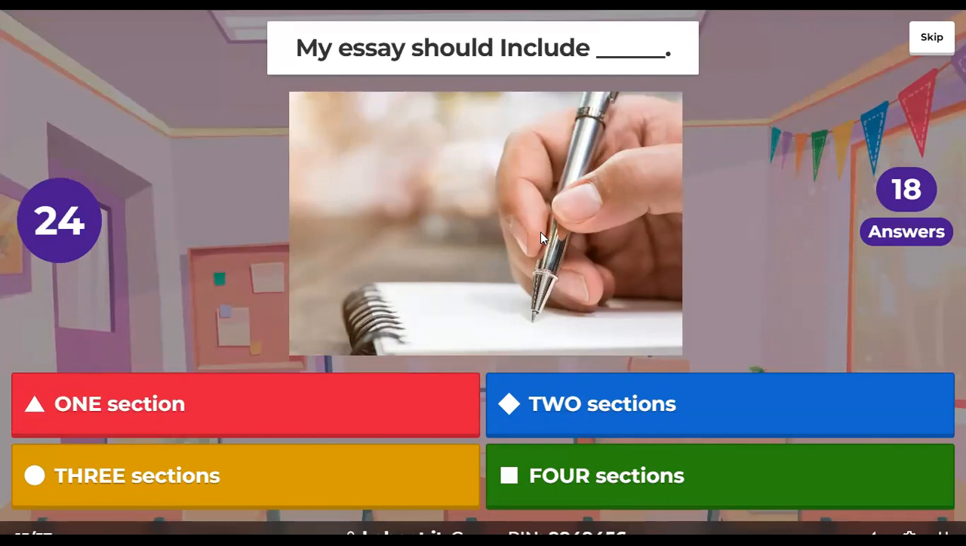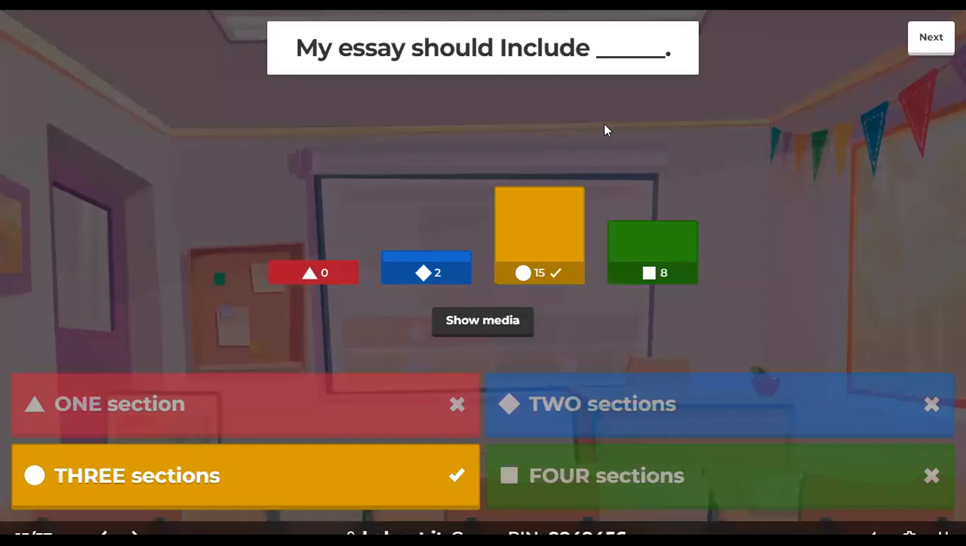I don't know. You choose what you think is correct. Hiba, yes. Khawla, yes. I cannot read all the names, guys. Now, those who said 4, you're aiming too high. My goodness, we still have students who don't even know the number of sections in their essays.